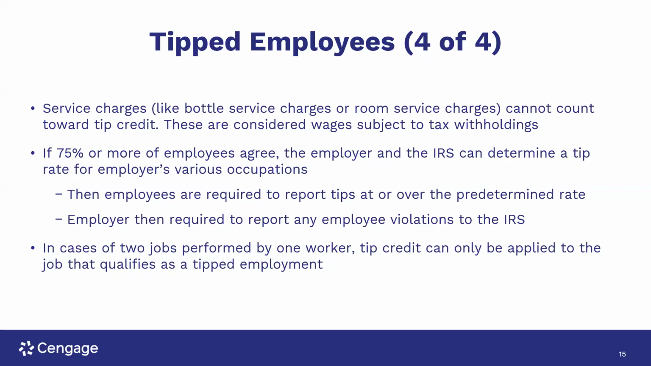Also, if 75% or more of employers agree on a tip rate for various occupations, then the IRS can set that and assume that employees are making that amount of tips. And then the employees are required to report their own tips over the predetermined rate, so that they're still paying taxes on those additional tips. And also, the employer is required to report any employee violations to the IRS.